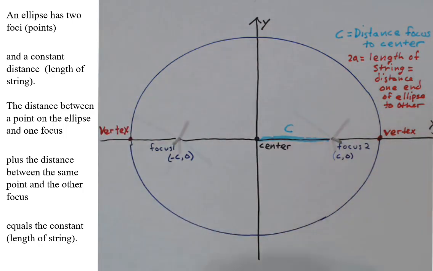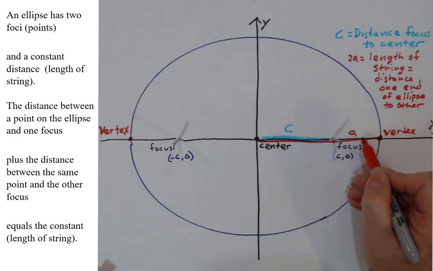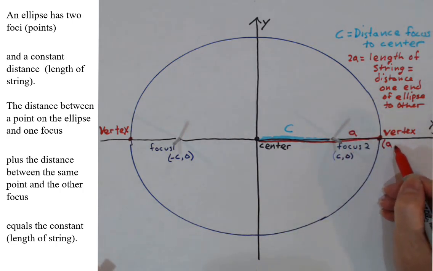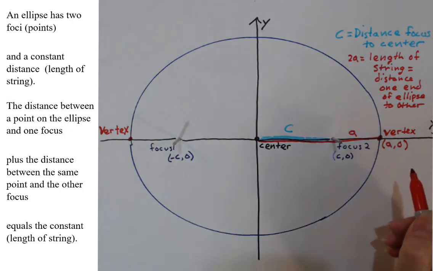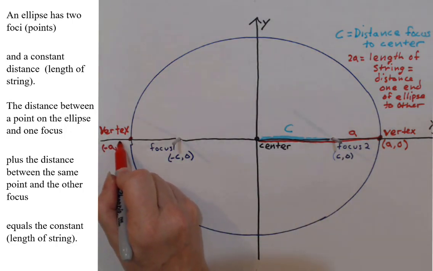The distance from the center of the ellipse to one vertex is half the length of the string, so it is a. This allows us to find coordinates for these two vertices. The one on the right is (a, 0), and the one on the left is (negative a, 0).